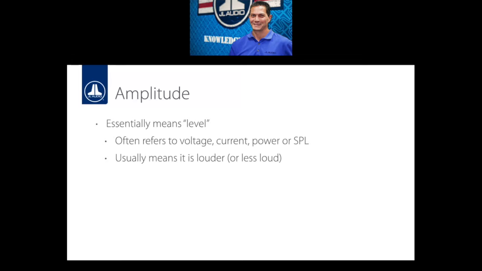We'll start off with amplitude. Effectively, amplitude is level or how much of something you have. It's often used to refer to things like voltage, current, power, or SPL. It'd be very rare that your customer would ever come in looking for more amplitude. Yes, I'd like to have some more amplitude for my audio system. It just doesn't happen like that.